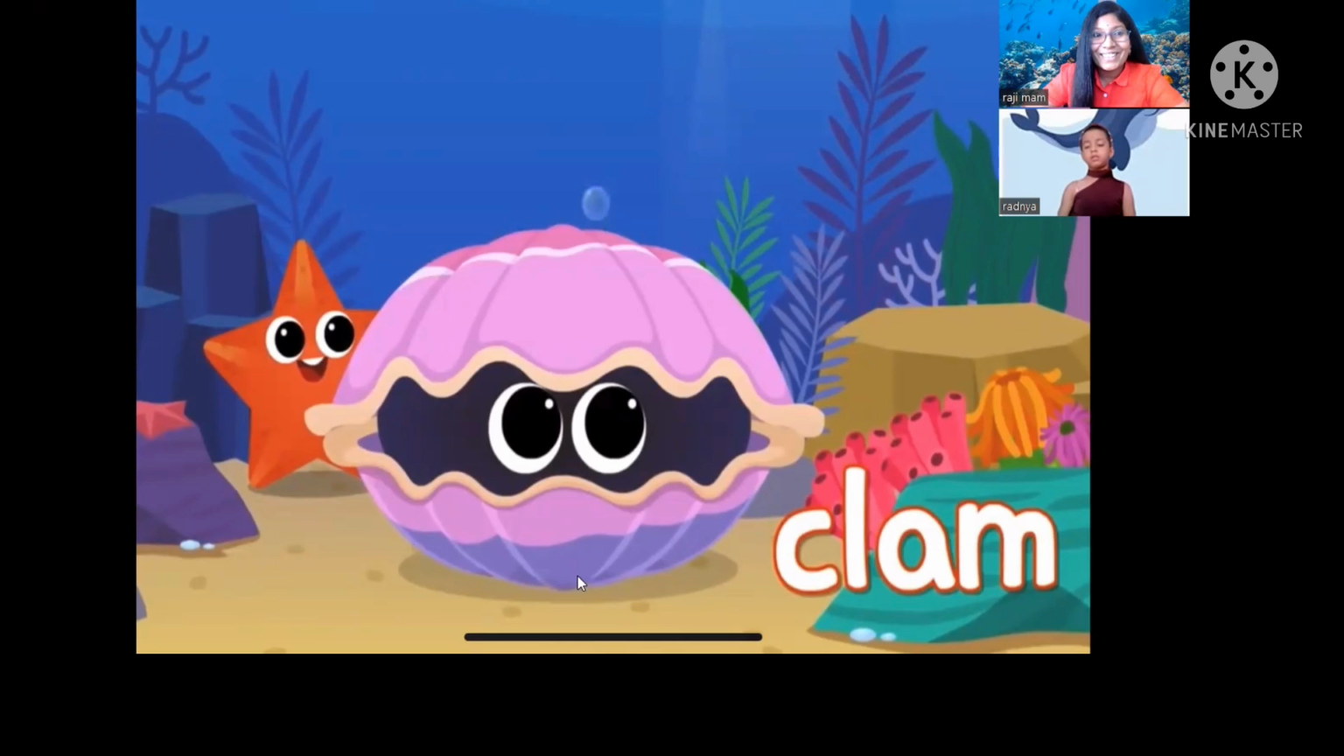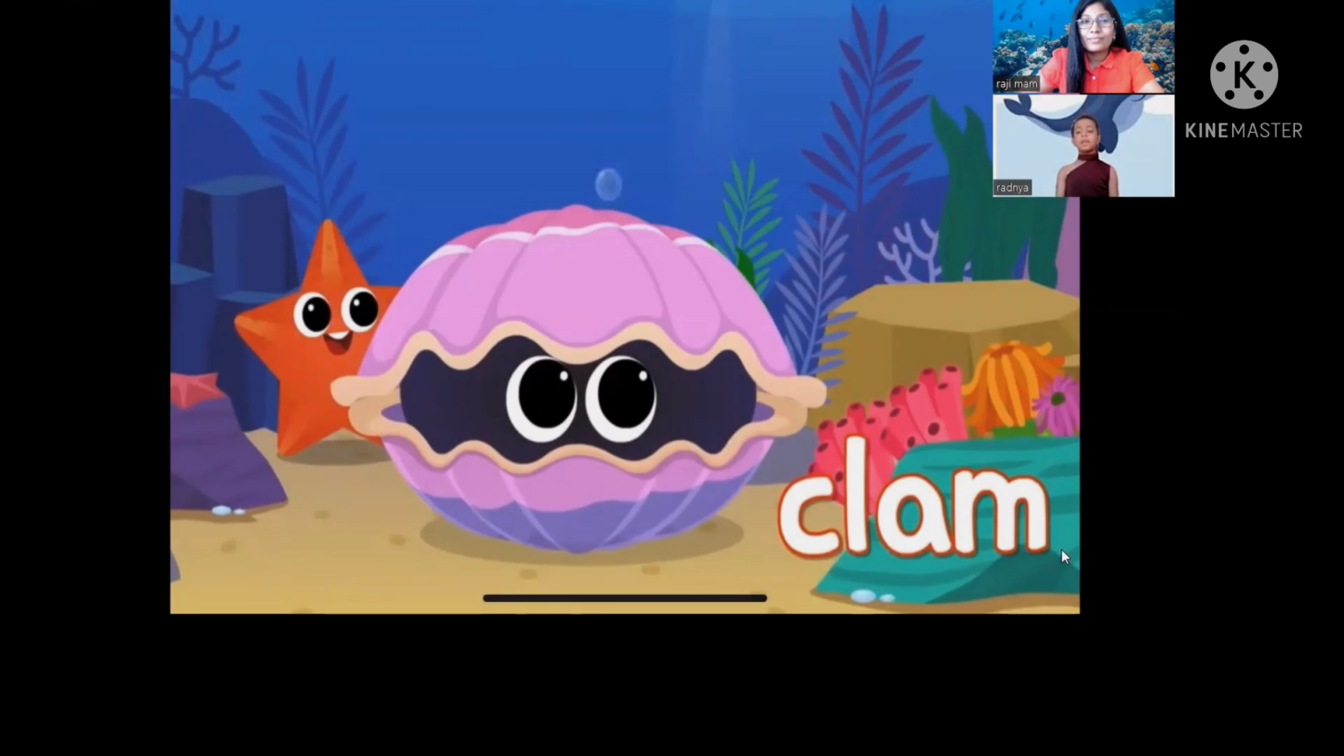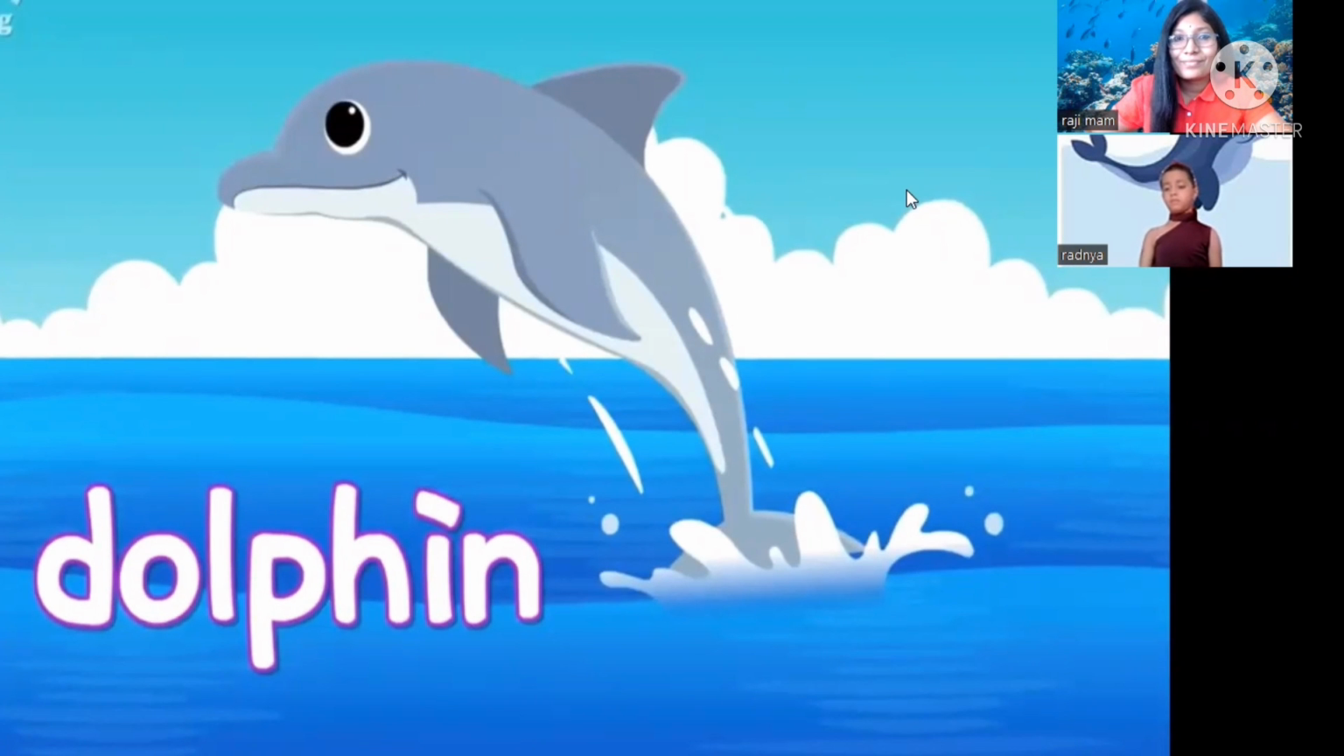What is this called? This sea creature is called clam. Now read along with me. What is the spelling of clam? C-L-A-M. Clam. What is this? Ma'am, this is a dolphin. Yes. Now what is the spelling of dolphin?